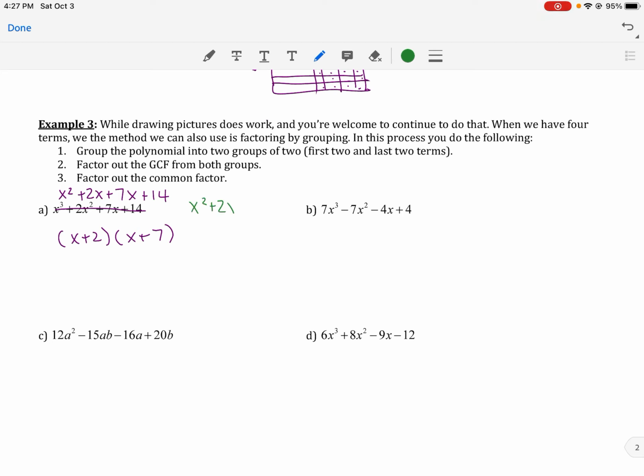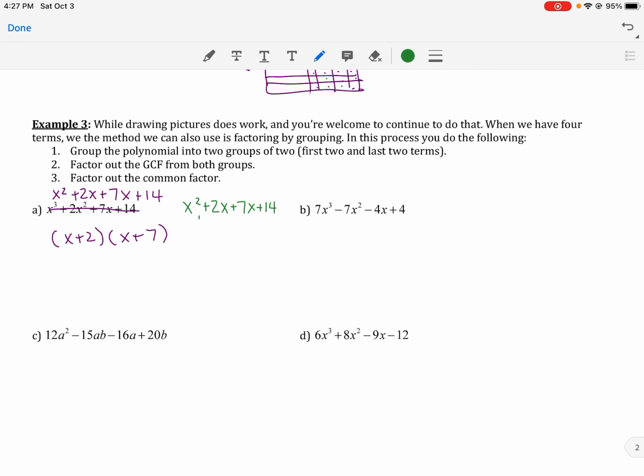So if I take this same problem, I'm going to group the first 2 and the last 2 terms. And I want to know what the GCF of x squared and 2x is. So that's just x. Okay, let's divide it while we're there. So we're going to do x squared divided by x is x, 2x divided by x is 2. So that's what we did kind of in the first part, right? We wrote that as factored form.